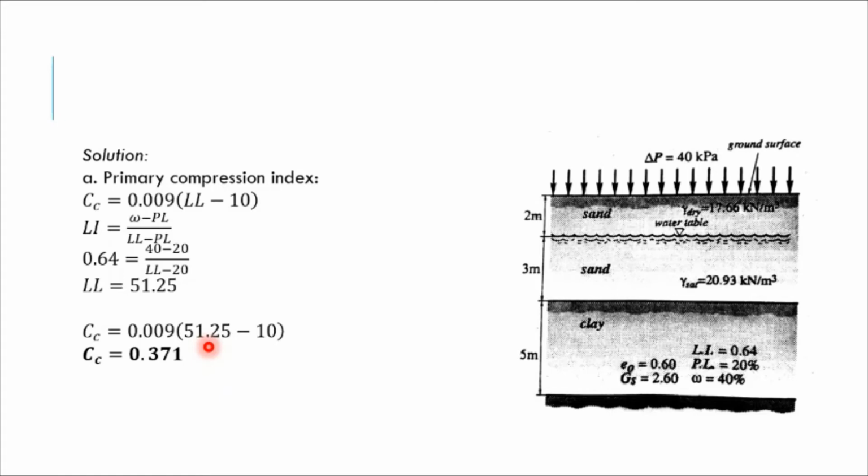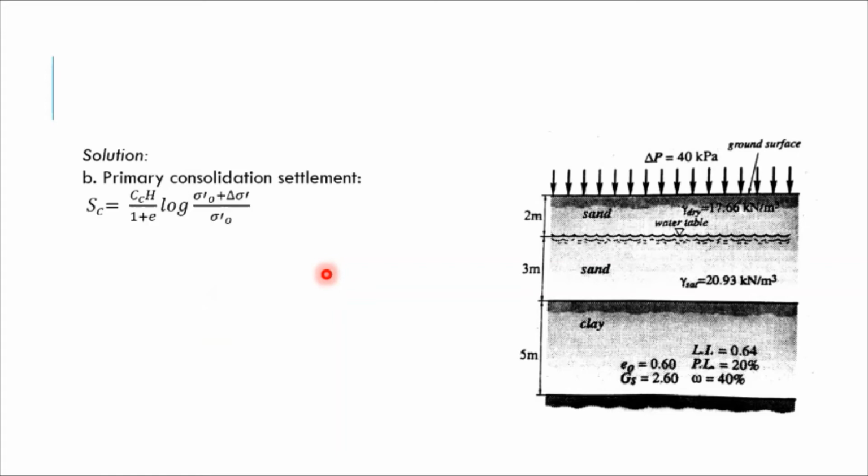Next, we have to determine the primary consolidation settlement. So the soil is a normally consolidated clay. So therefore, it's equal to Cc H over 1 plus e logarithm of sigma O plus change in sigma over sigma O, or the overburden pressure.